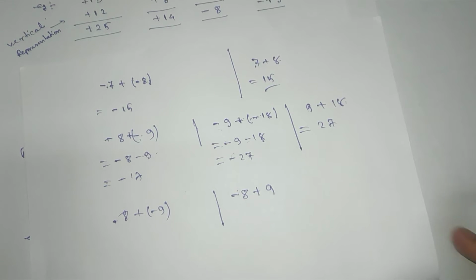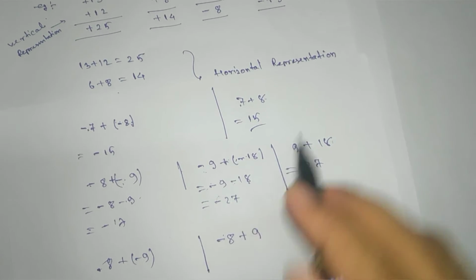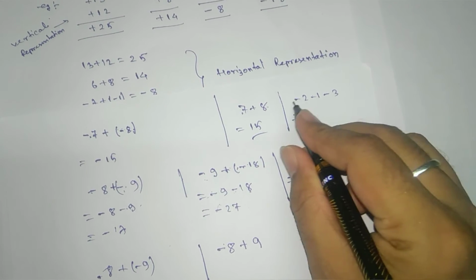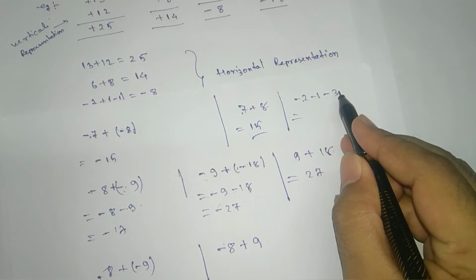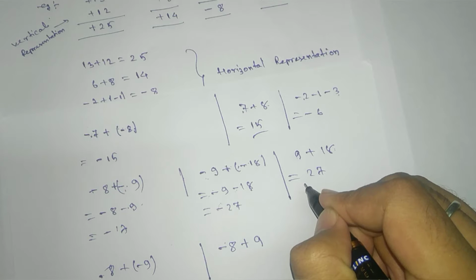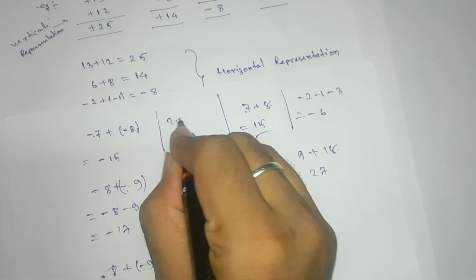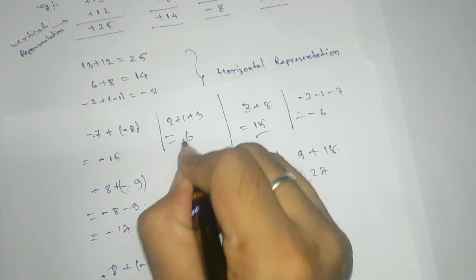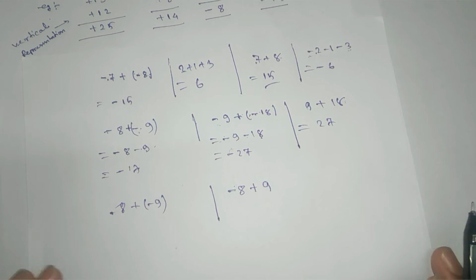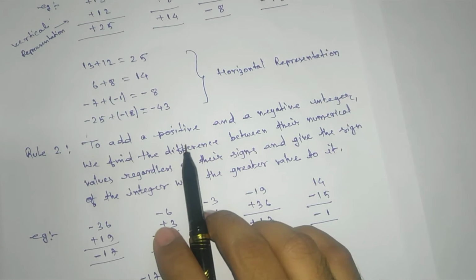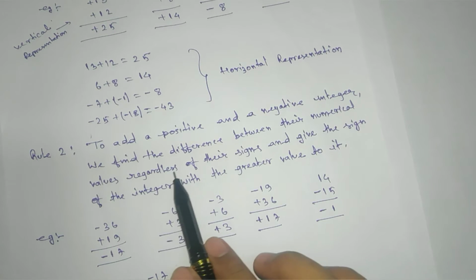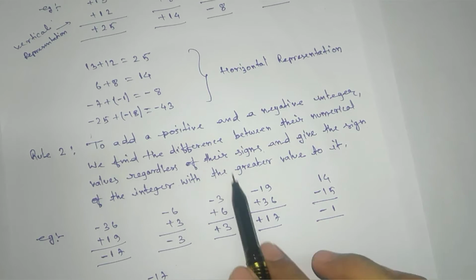Remember, this is not valid only for two integers. If we take minus 2 minus 1 minus 3, just add them: 2 plus 1 is 3, 3 plus 3 is 6, and all carry the same symbol, so minus 6. The same thing we do if they have the same symbol. But if they have different symbols, we follow this rule. To add a positive and a negative integer, we find the difference between their numerical values regardless of their sign and give the sign of the integer with the greater value to it.